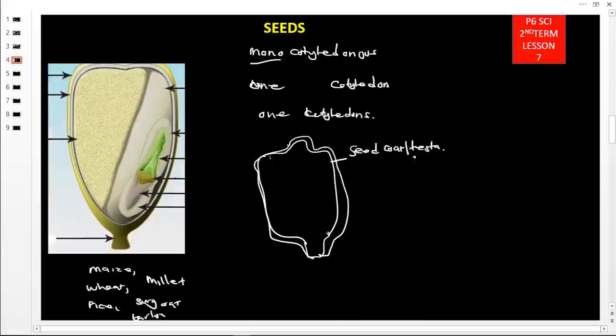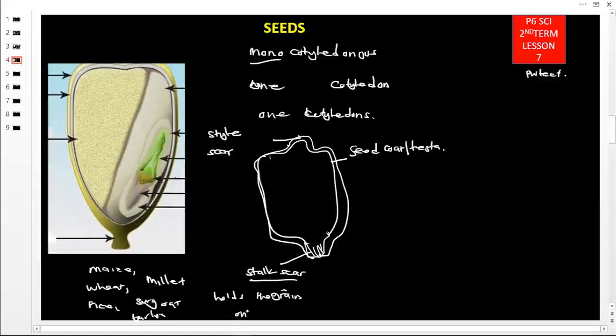We say that this tester or the seed coat provides protection to the inner parts of a maize grain. Then it has this upper part, which we call the style scar. Then it has this lower part, which you call the stalk scar. The function of this stalk scar is to hold the grain onto the cob, like the hilum holding the bean seed onto the pod.